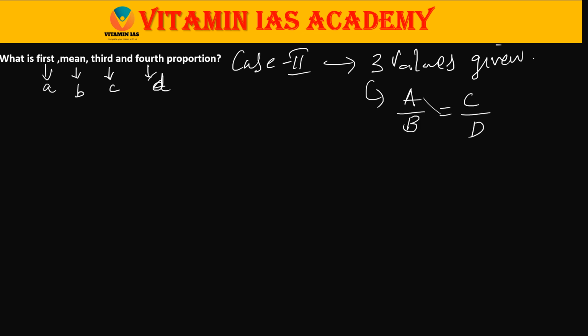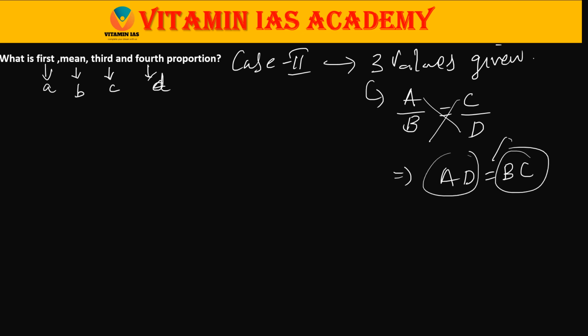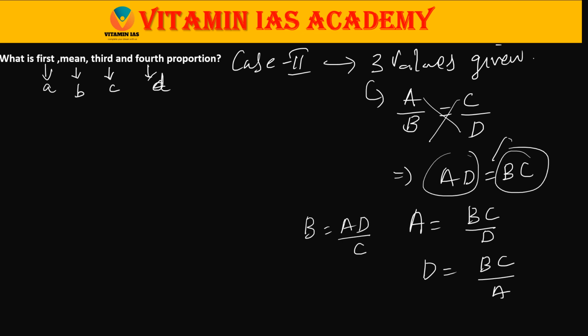If you do cross multiplication, then what will you get here? AD is equal to BC, nothing but the product of extremes and the product of means. And from there you will easily find the value of A. A is equal to BC by D. And the value of D is equal to BC by A. From there you will find it easily. B is equal to how much? AD by C. And the value of C is equal to AD by B.